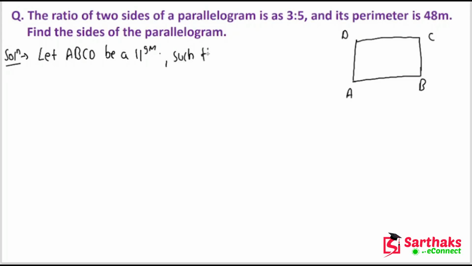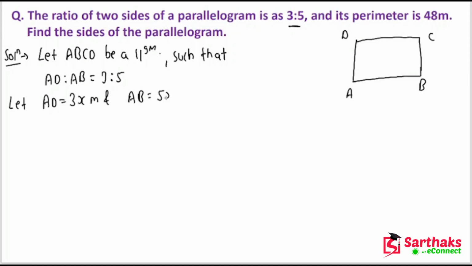Let us take any two adjacent sides. The ratio of two sides means adjacent sides, because opposite sides are equal, so their ratio would be 1:1. So this 3:5 is used for adjacent sides, such that AD is to AB is 3:5. Since they are in ratio, let the common factor be x, so let AD equal 3x meter and AB equal 5x meter. We can cancel out this common factor and the ratio remains 3:5.